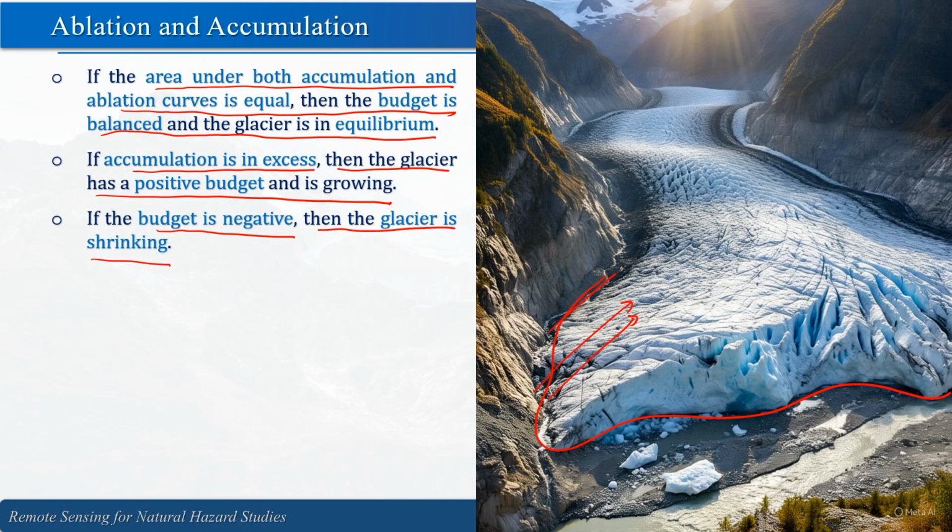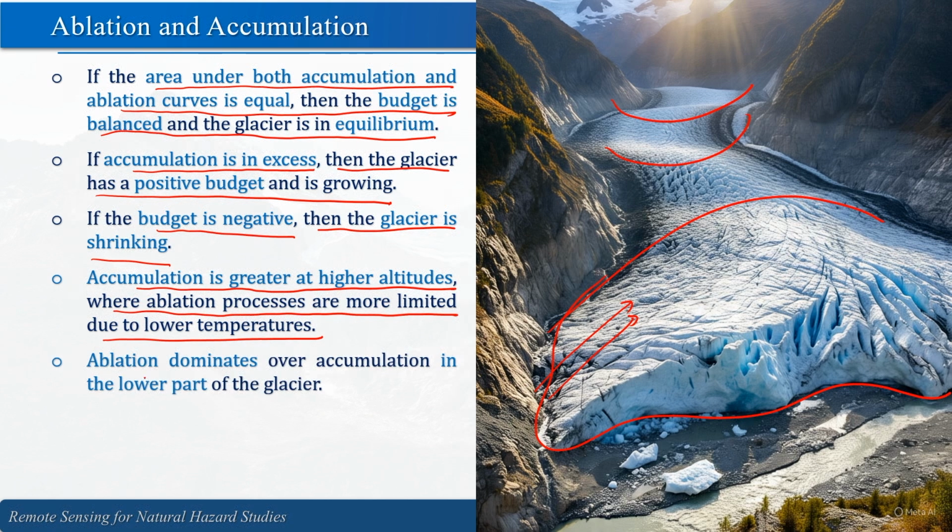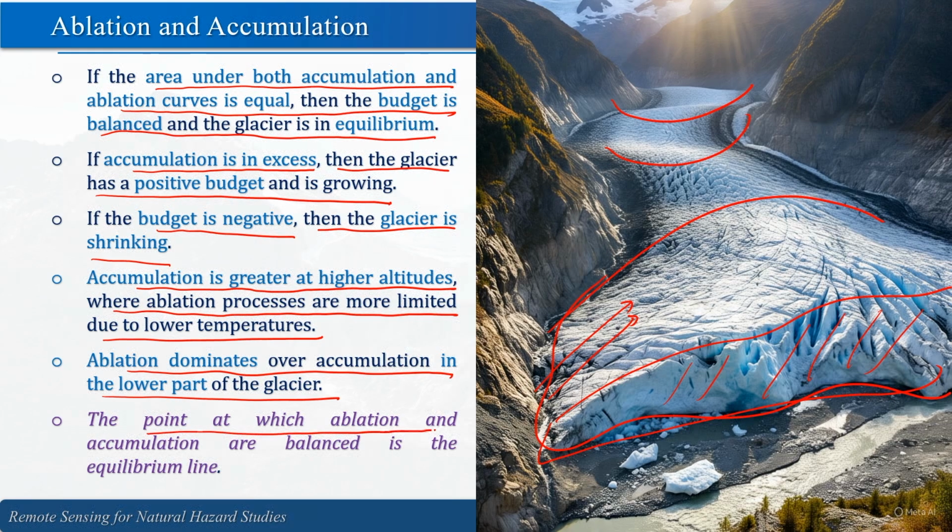So, it will start shrinking and this mouth will be something like this, right. Accumulation is greater at higher altitudes where ablation processes are more limited due to lower temperature. Ablation dominates over accumulation in the lower part of the glacier. So, here the ablation will be more, right, in this region. The point at which ablation and accumulation are balanced is the equilibrium line. So, for this maybe you can say this is an equilibrium line, do not consider this.